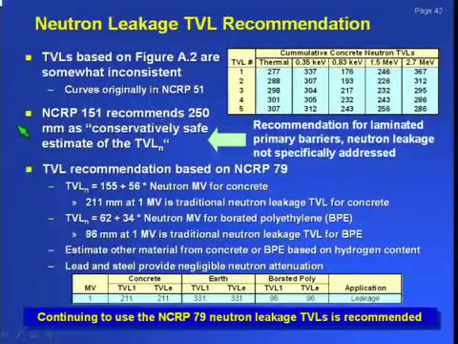NCRP 151 recommends 250 millimeters as a conservatively safe estimate of the neutron TVL. If you are looking for a number, that's the one you're after, because that's a fairly typical question I get a lot: what number do I use for the TVL for neutrons? This is your baseline number, 250 millimeters. If you want to calculate them out, that's how you calculate them out.